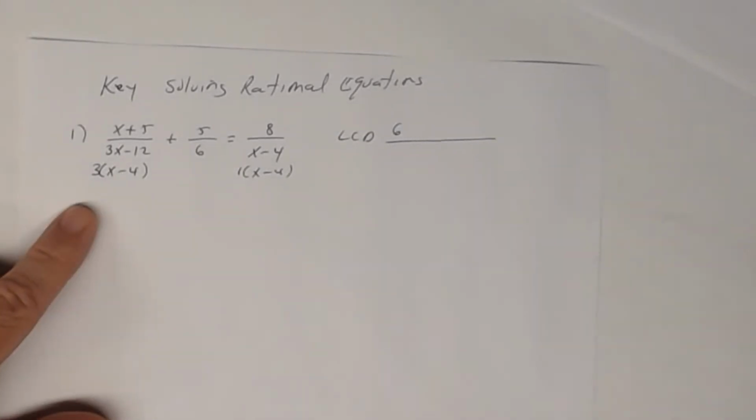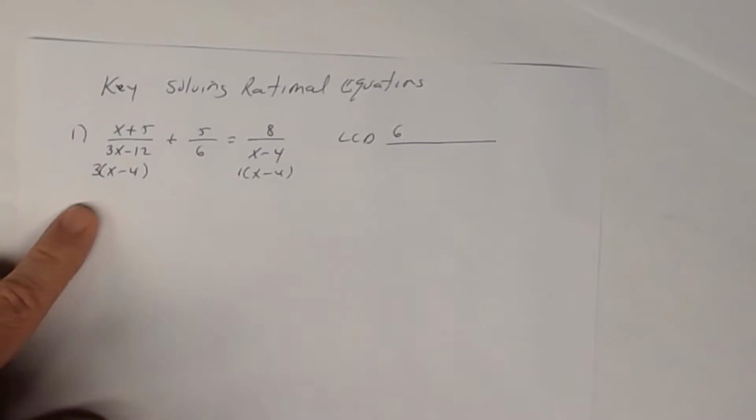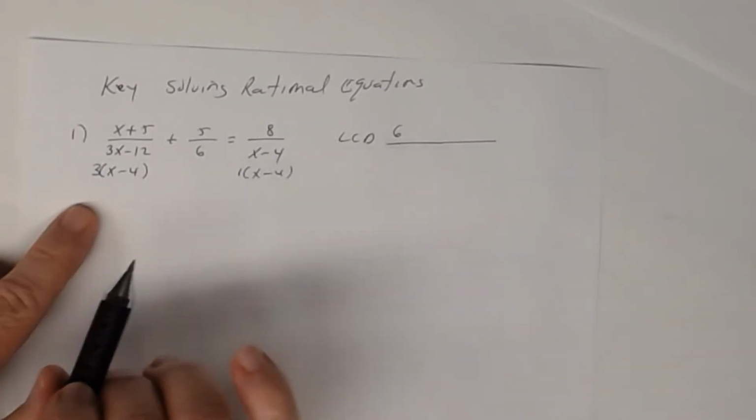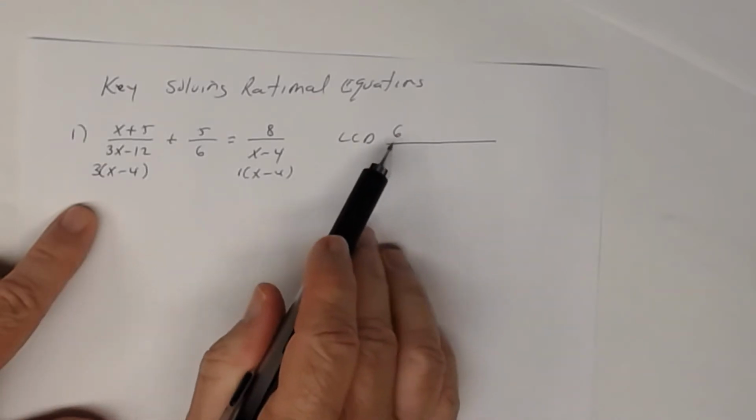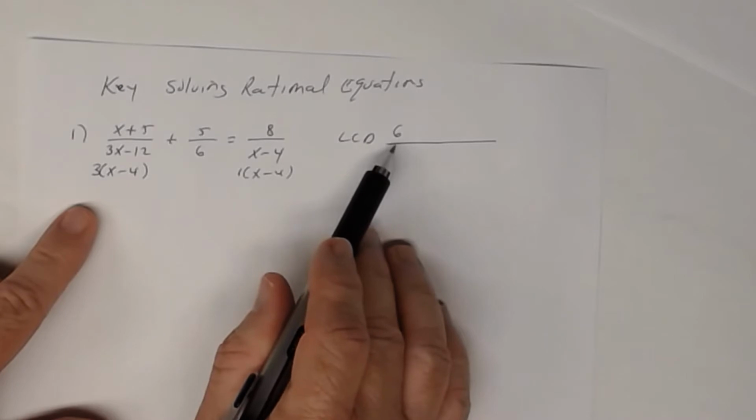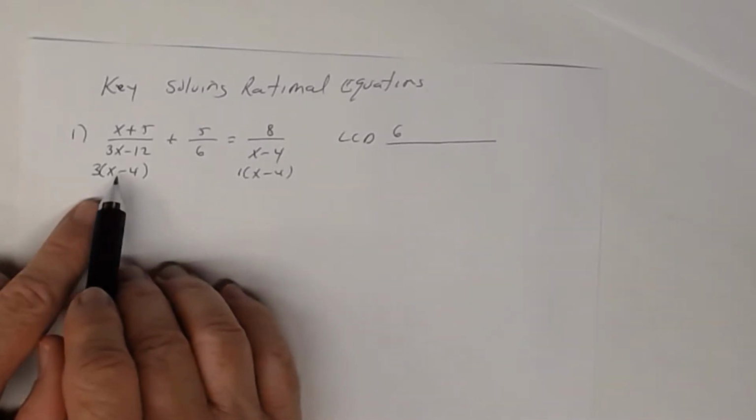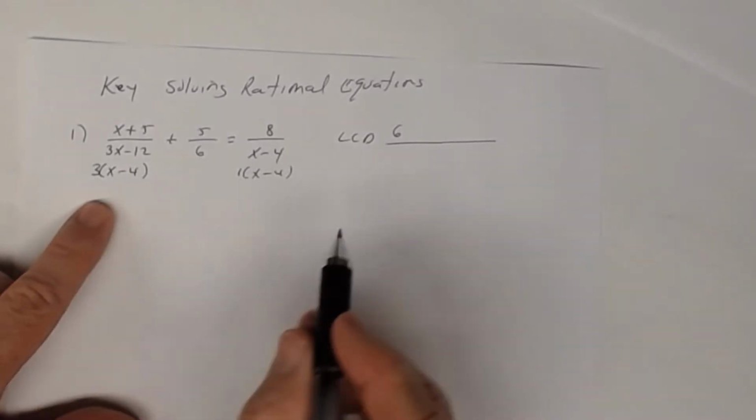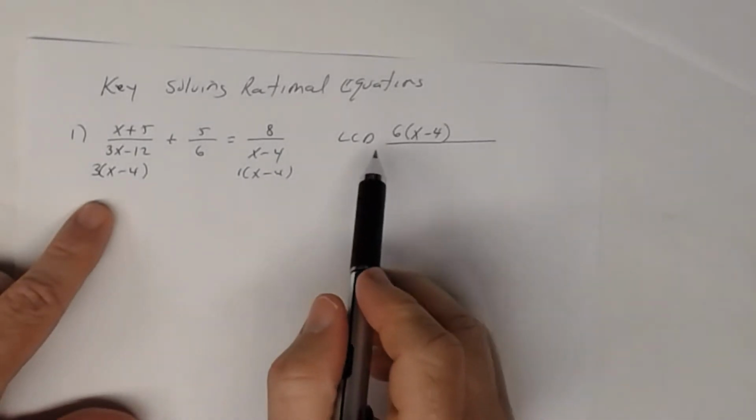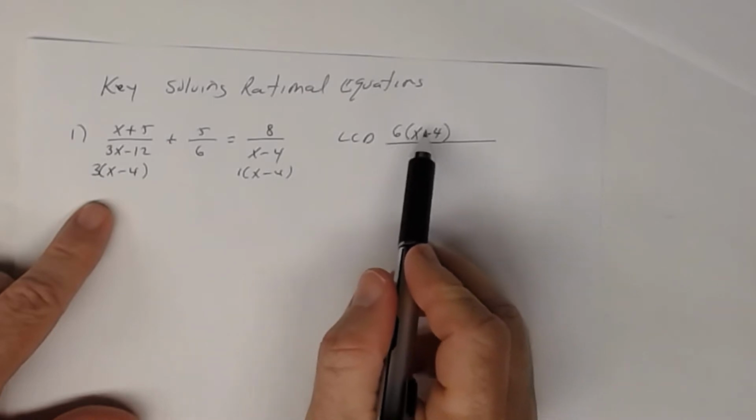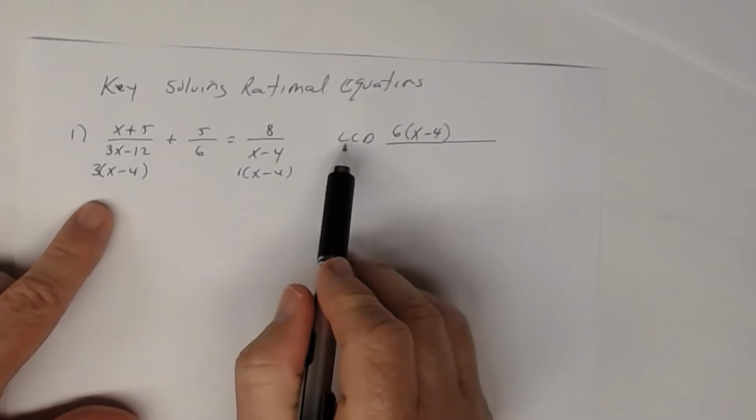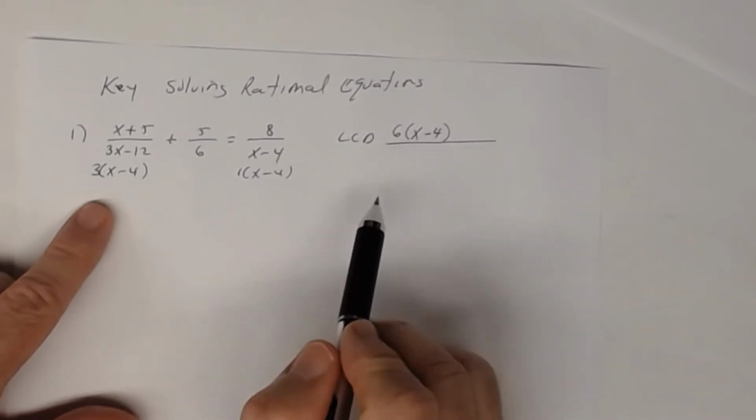So part of my least common denominator is going to be a 6. 3 goes into 6, 6 goes into 6, 1 goes into 6. Your least common denominator, this is not a 3, so don't put a 3 here because 6 does not go into 3 evenly. Okay? All right. Now, my next factor I see is an x minus 4. So my LCD has to include that as a factor. And when you write the least common denominator, you have to use a product. So don't put a comma between those factors. That's incorrect. Your least common denominator is a product of factors.